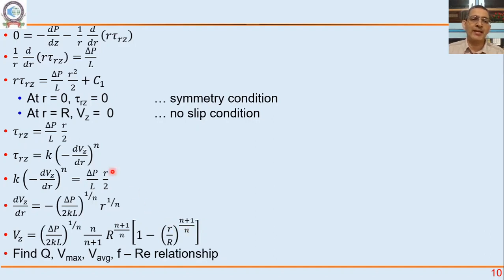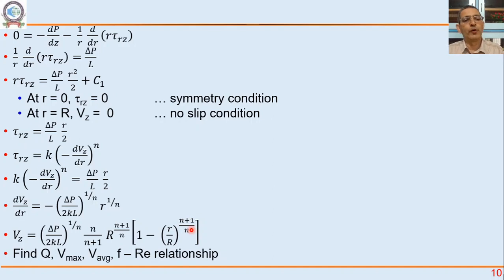Right, if I put n is equal to 1 and k is equal to mu, I should get back the same expression that we talked about in the last class, laminar flow through a pipe of a Newtonian fluid. So if k is mu, this will become delta p by 2 mu L. n is 1, so this vanishes, and n by n plus 1 becomes 1 by 1 plus 2. So it will become delta p by 4 mu L, R square, 1 minus (r by R) square. So you get the same expression as we had earlier.